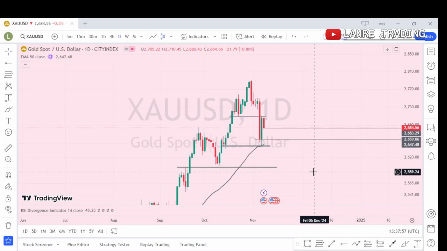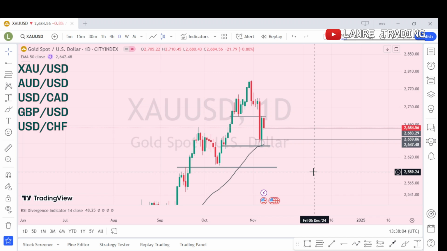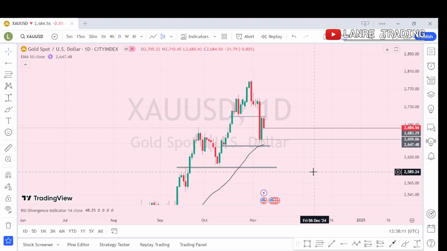This week, I will be analyzing 5 different pairs for you guys, which are Gold Spot USD, AUD USD, USD CAD, Great Britain Pounds USD, and USD CHF. These are 5 solid pairs that I will be analyzing for you guys for this week.